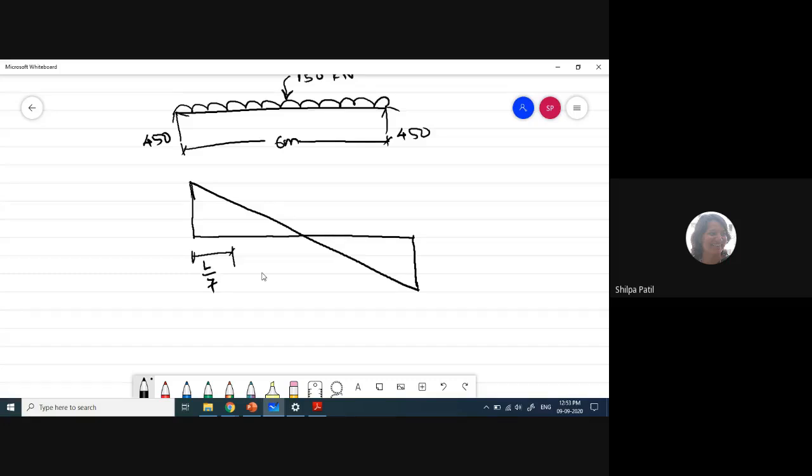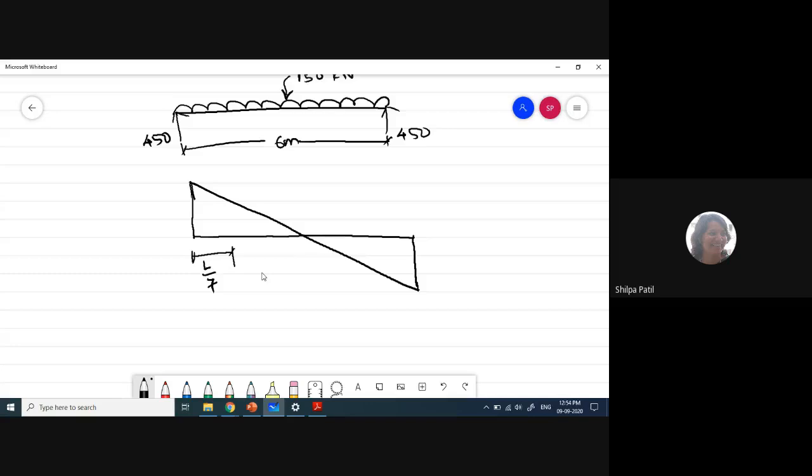So AST for the support region, for this L by 7 length, will be different than whatever we have calculated in the first problem. And this is a specification again given in special practice handbooks, which are called detailing SP34. If you refer, all these dimensions or distances will be given, even in the IS code also. So I will show you the L by 7 distance later on.